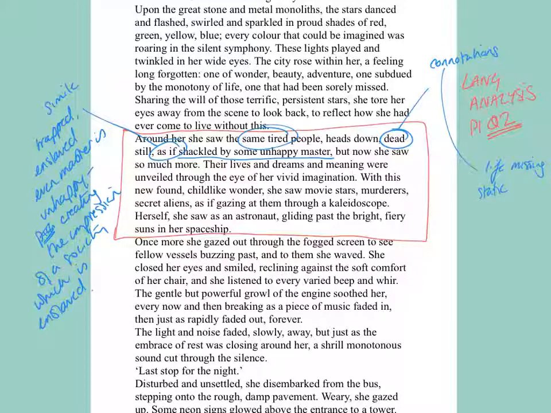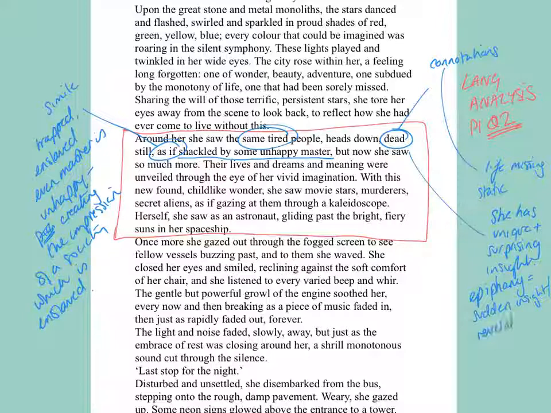But now she saw so much more. Okay, so actually she has unique and surprising insight. It's actually, if you know the word epiphany, equals sudden insight or revelation. It's usually got religious connotations.